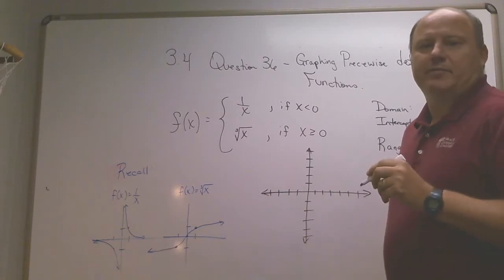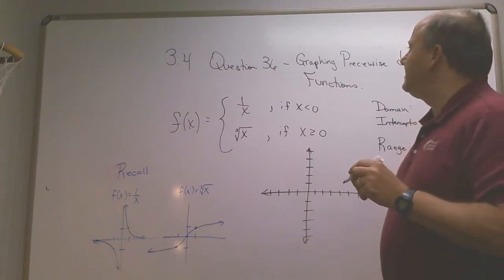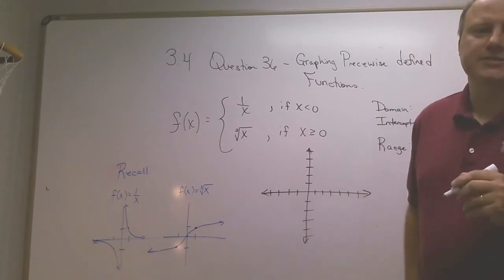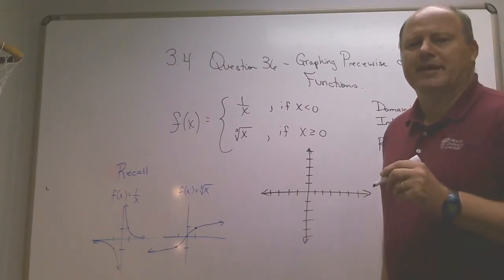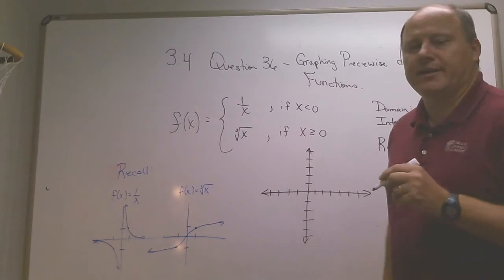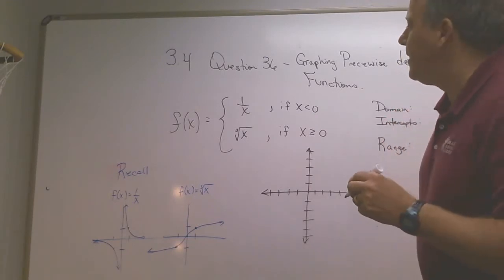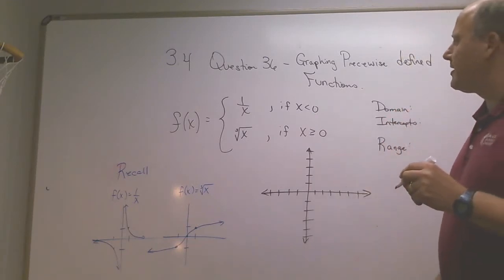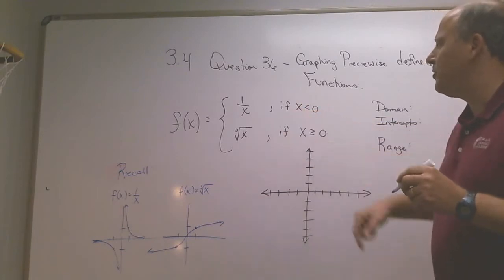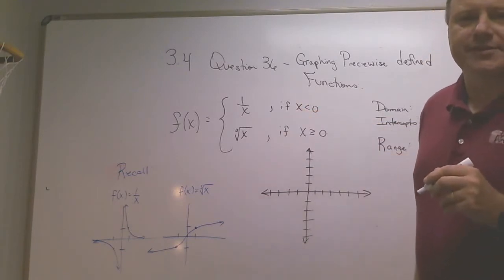Hi, we have a question in 3.4, question number 36, graphing piecewise defined functions. I did this in a couple of my classes, at least the exact same problem, but I'll do it again. It's a function: 1 over x when x is less than 0, and the cube root of x if x is greater than or equal to 0.